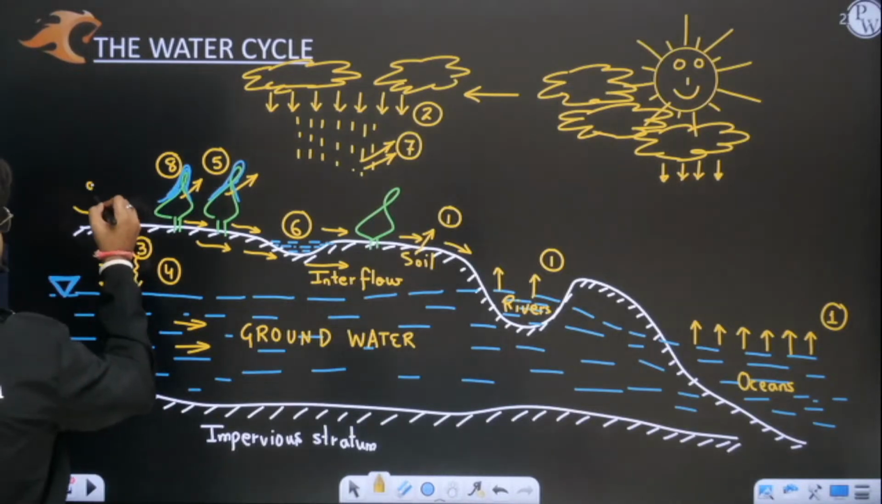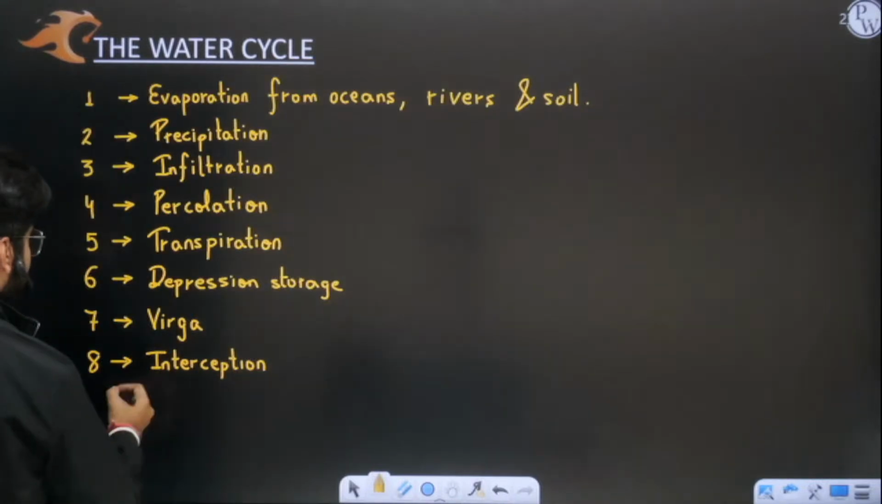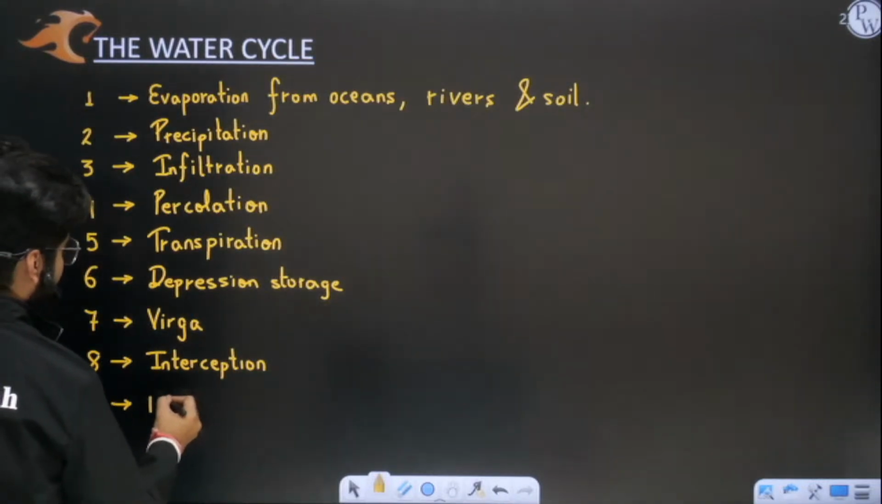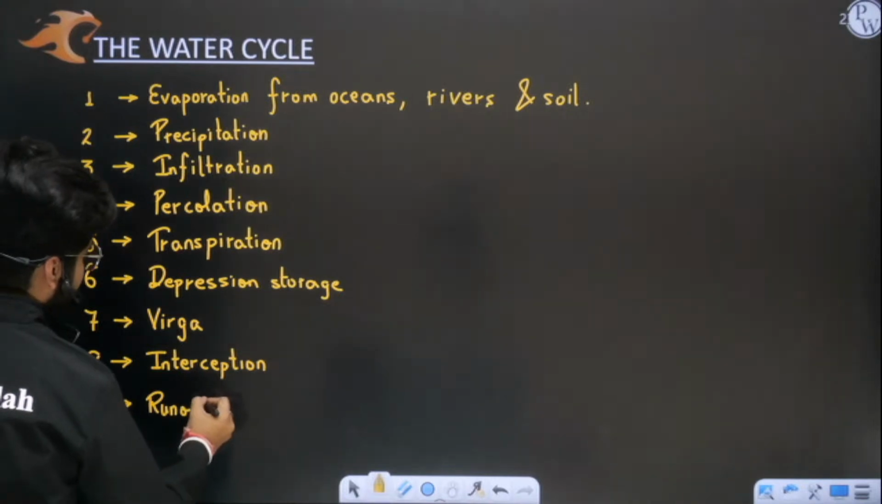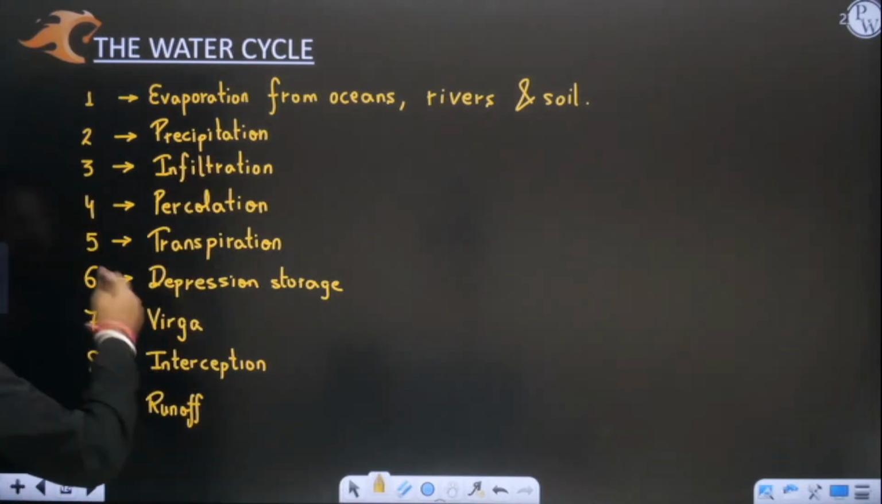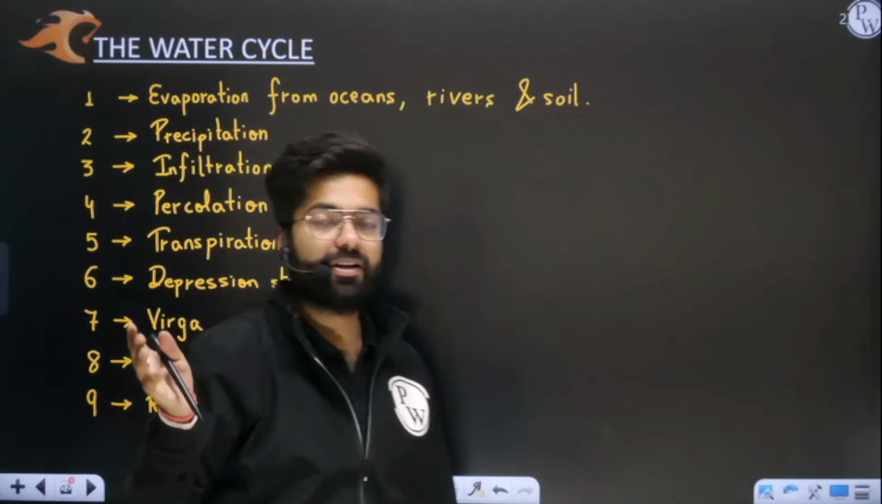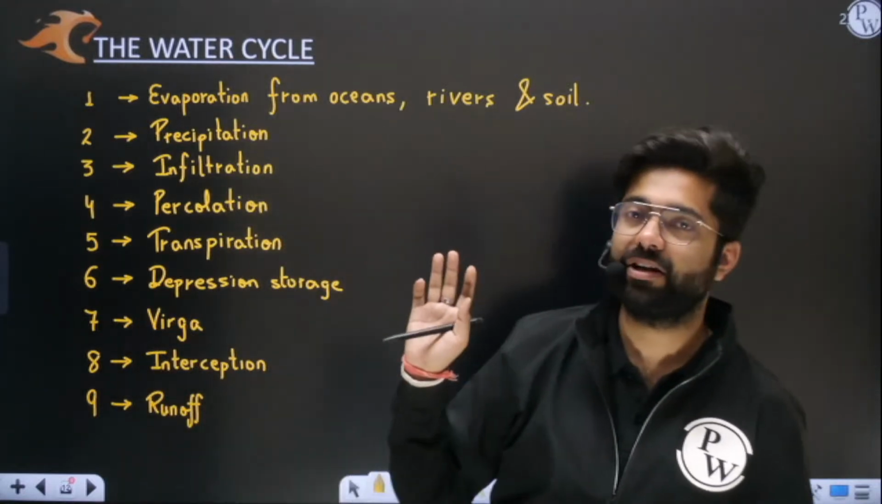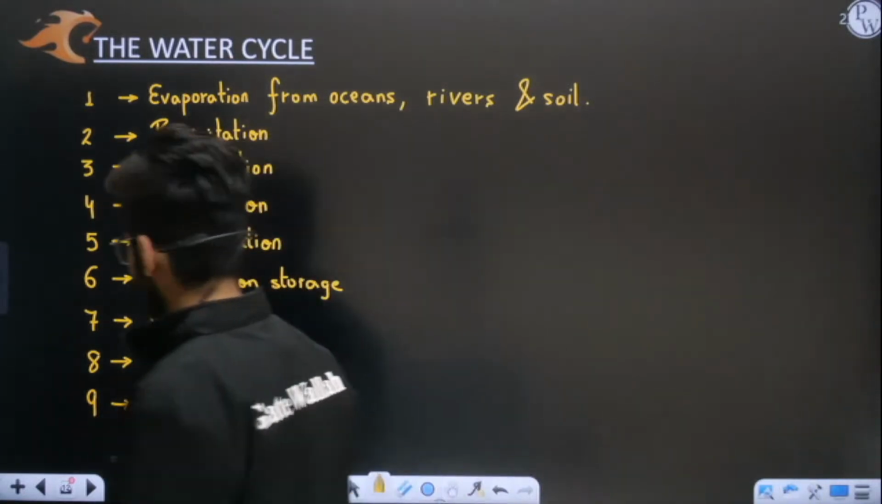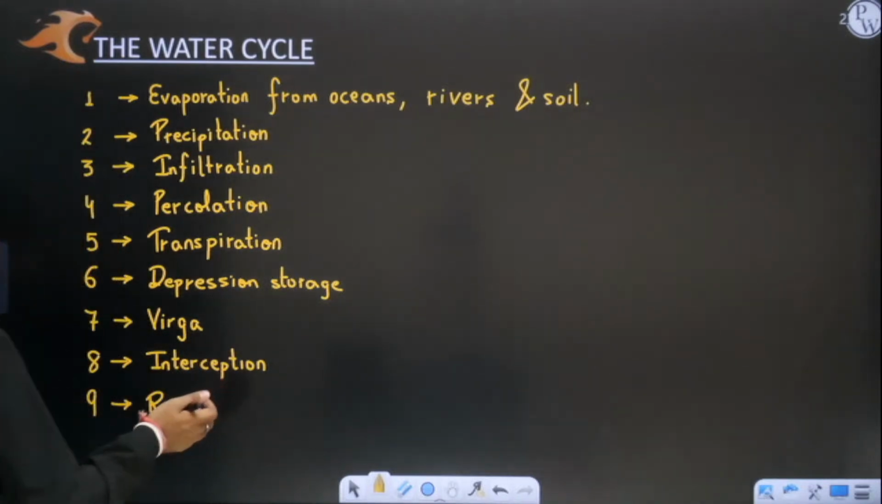So we have number 9. Number 9 is nothing but runoff. All the water which is remaining after all the losses. So precipitation has happened. After precipitation, all the losses have happened, and after all the losses, whatever water is left is running off. Okay.